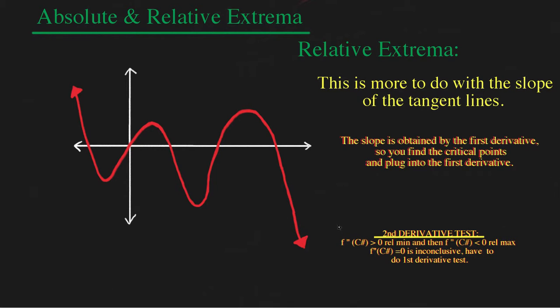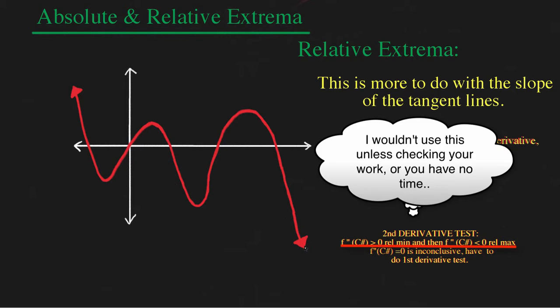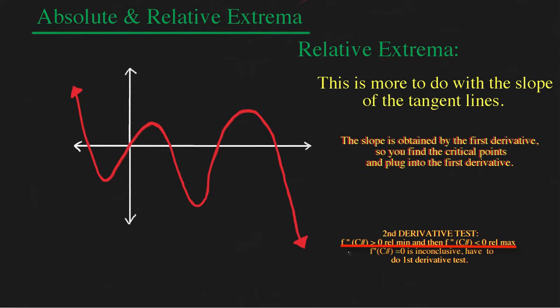So if you don't have to determine whether it's increasing or decreasing, then you can just use the second derivative test. And in the second derivative test, what you do is you plug in the critical number, not a test point, into the second derivative. If it's greater than 0, it's a relative min. If it's less than 0, it's a relative max. The only problem is if it's equal to 0, it's inconclusive, and you have to do the first derivative test. This is a great way to check your work.